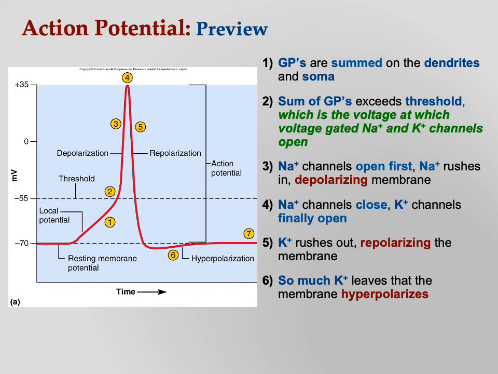At 6, so much potassium leaves that we hyperpolarize the membrane. We're more negative than the normal resting membrane potential. We're not at just negative 70 now. We're at negative 75, negative 80, negative 90. We're too negative. But then look, eventually the membrane potential comes back to normal. It comes back to the resting membrane potential again of negative 70.